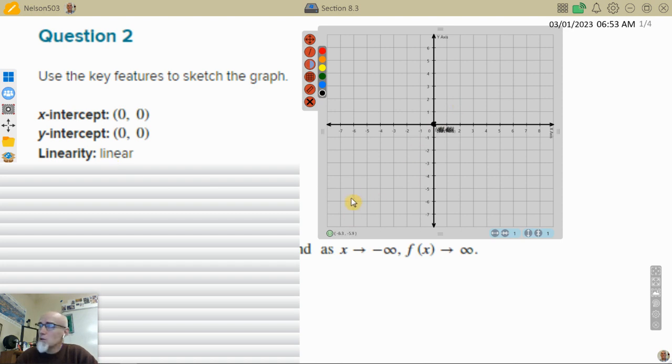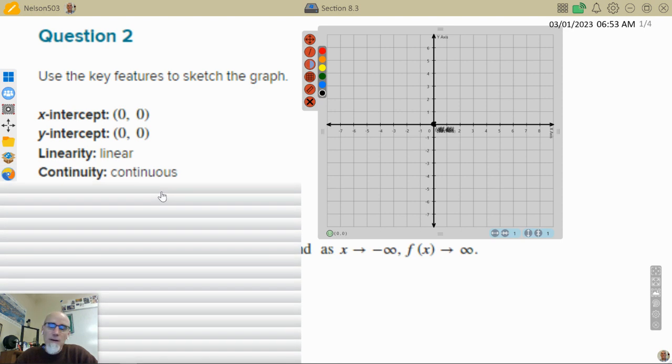Now, I don't think we can assume, I hope you can see my mouse moving there on the screen, that it's going to go from the third quadrant to the first quadrant, just like that. It could go from the second to the fourth, right? Or it could go right along the x-axis. We don't know. Or it could go along the y-axis. So let's get a little more information.